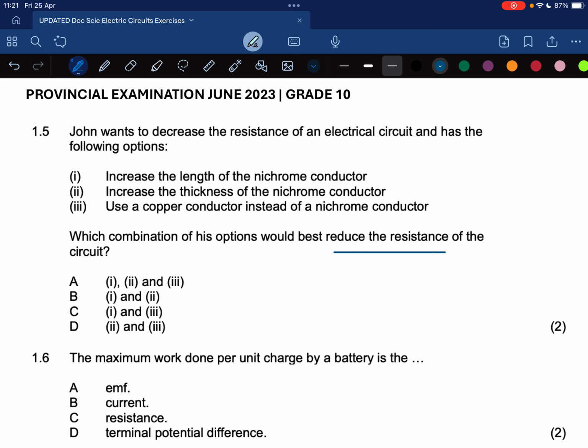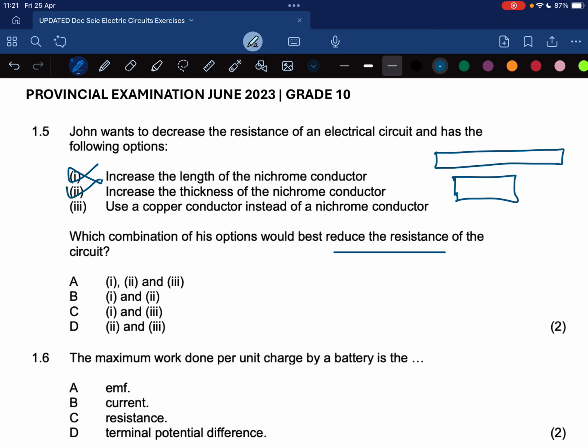So we ask ourselves, okay, increase the length of the conductor. Would increasing the length of the conductor decrease the resistance if I take the length and I make it longer? No, it wouldn't, because it's going to take more energy in order to go from one side to the other side. So increasing the length will not decrease the resistance. Okay, then the second one, increase the thickness of the conductor. Yes, that would, because there will be more space. So that would decrease the resistance.